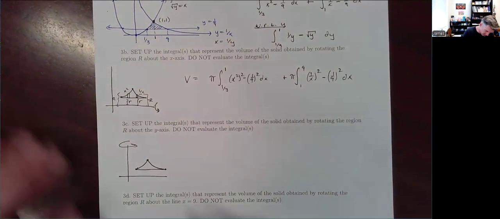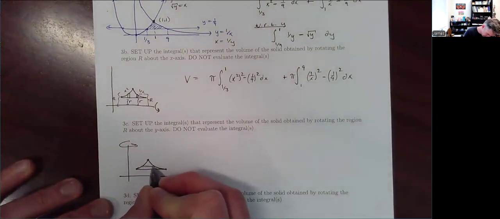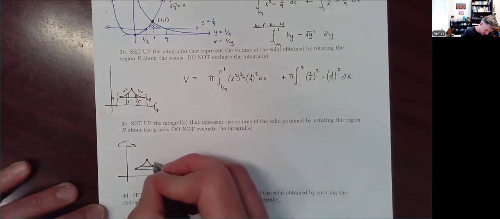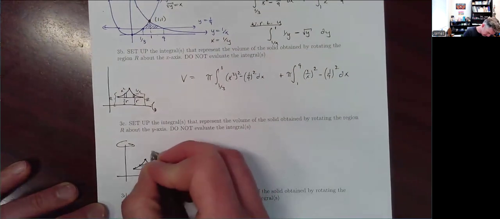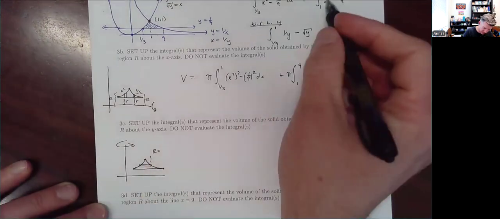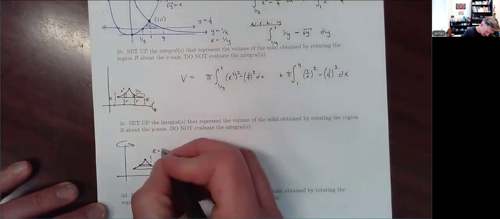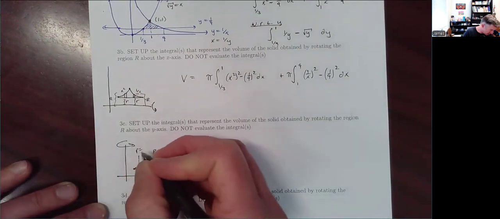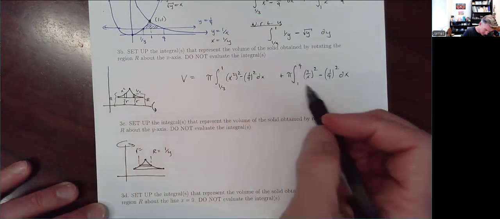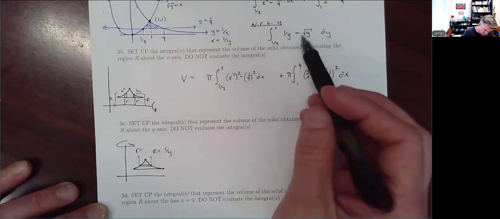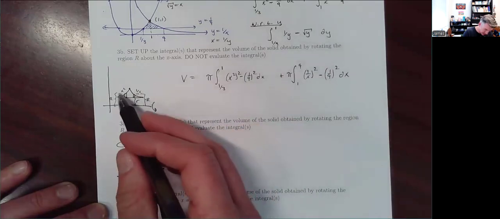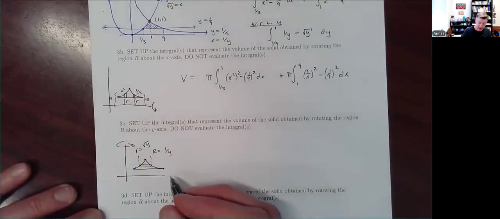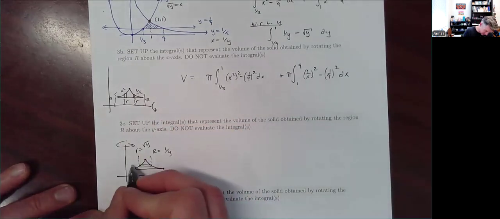So, using a horizontal strip now, the outer radius is the function that's further away. So my outer radius is going to be the 1 over x function, except it's 1 over y. And the inner radius is going to be the square root of the x equals y function, which is the square root of y. So still washer method, because we're missing this inner part here.